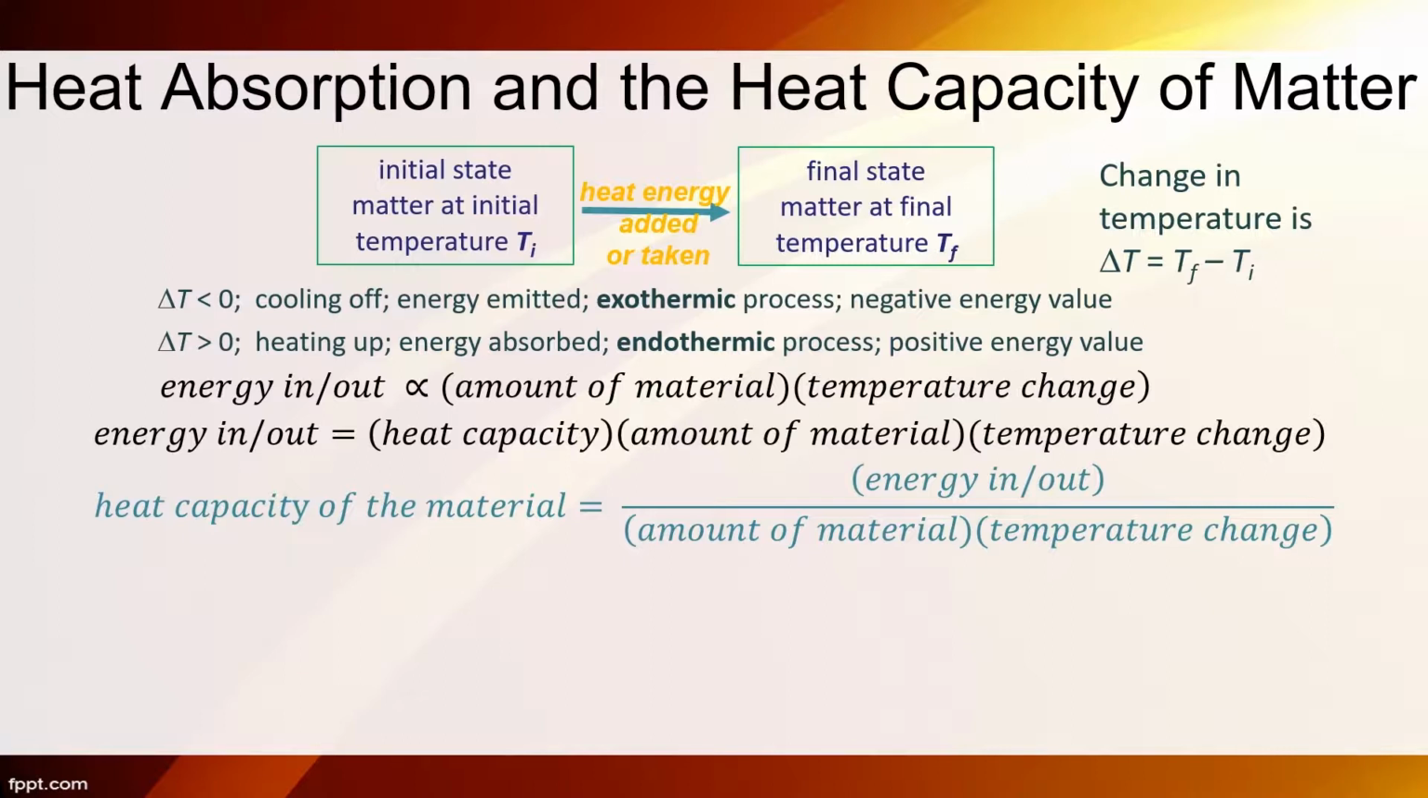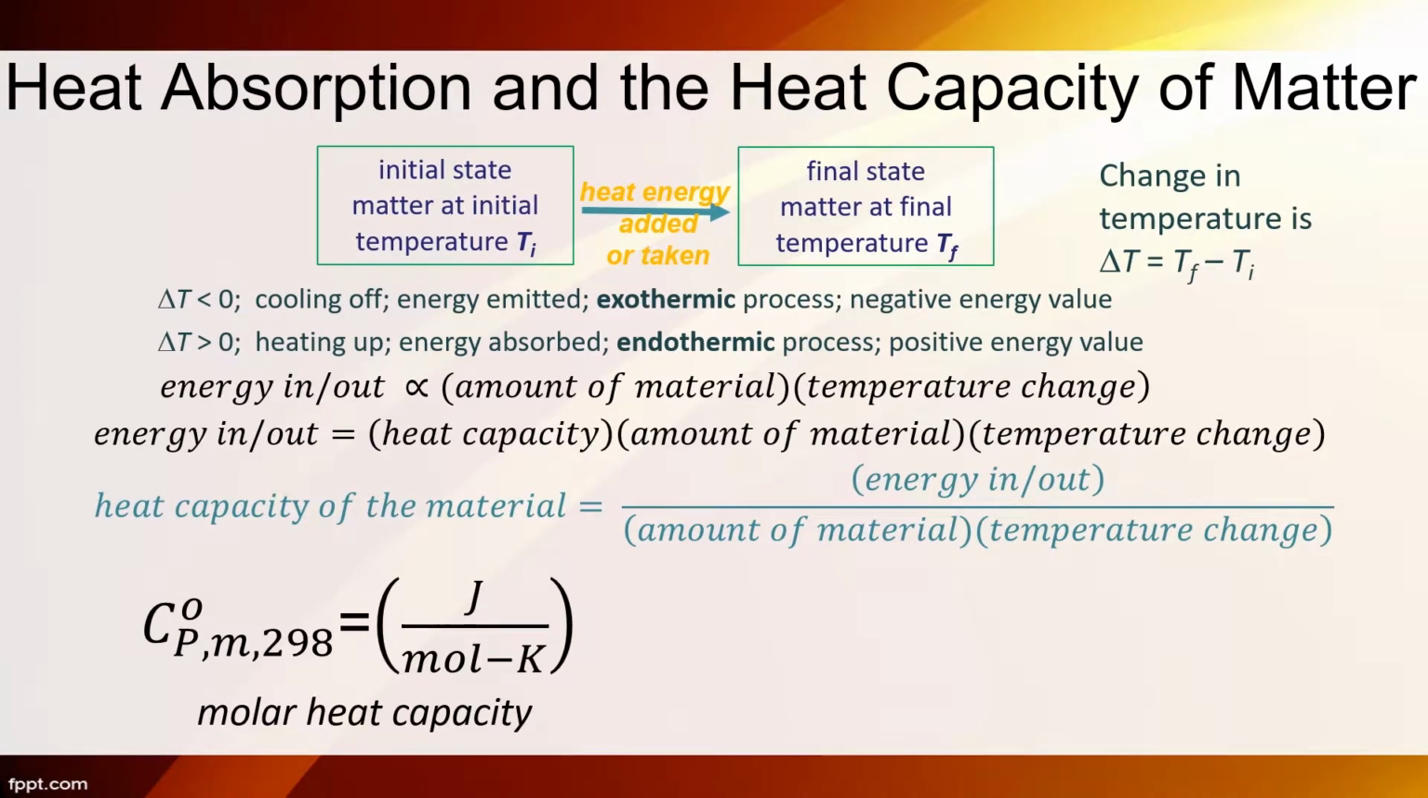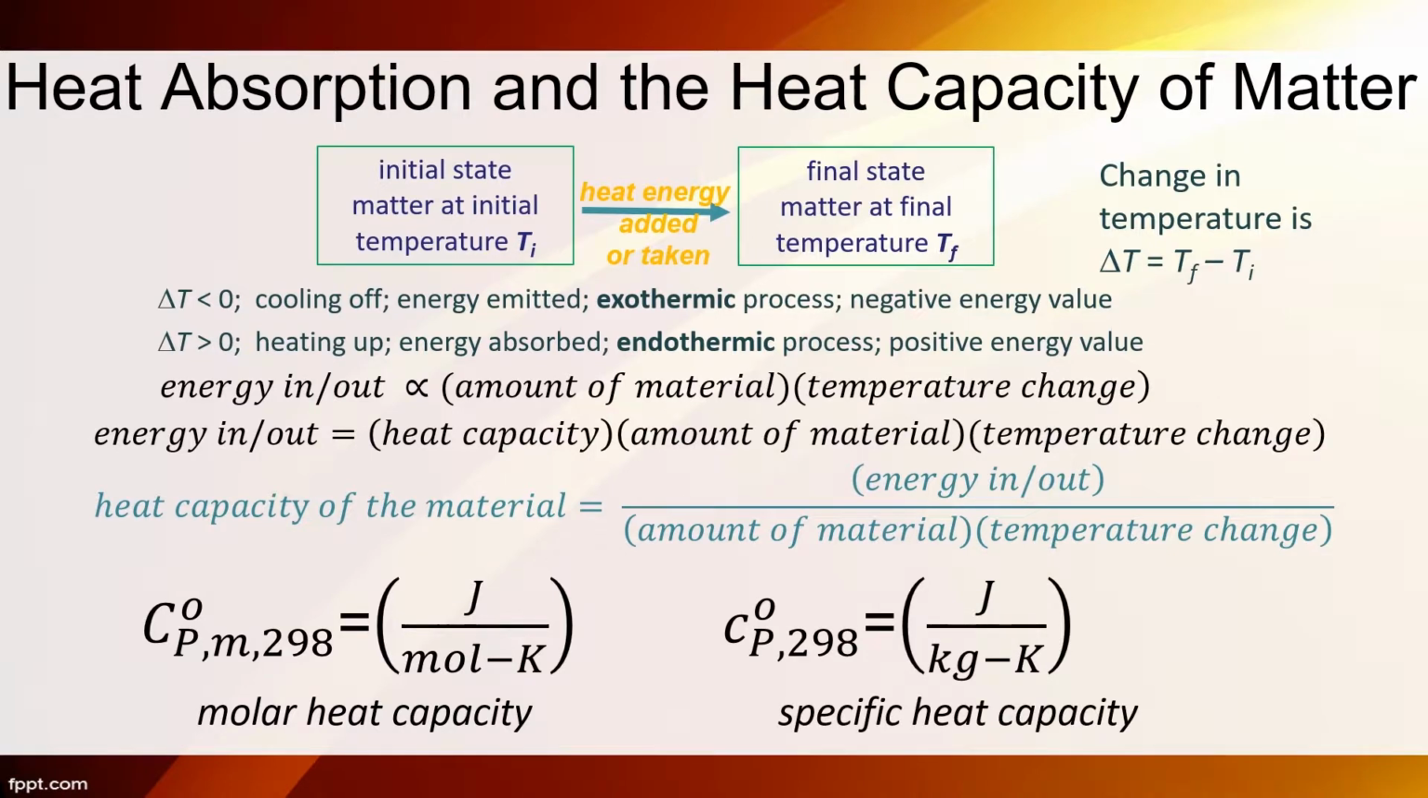Now, if we assume the energy absorbed is in SI units, then the energy measured will be in joules. The temperature change would be in Kelvin, though degrees Celsius is acceptable since temperature changes in Kelvin or degrees Celsius are equivalent. The amount of material can be measured in either moles or mass, such as kilograms, if we want to remain in SI units. The heat capacity is called a molar heat capacity if the amount of matter is measured in moles. If the amount of material is measured by mass, we call the heat capacity a specific heat capacity.